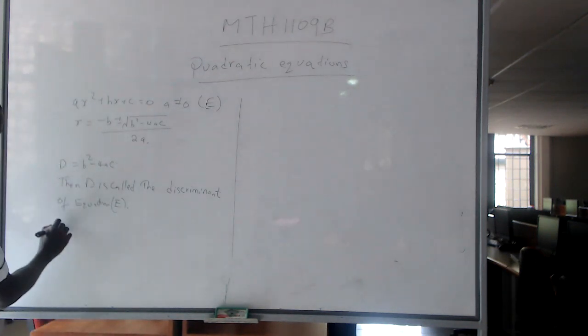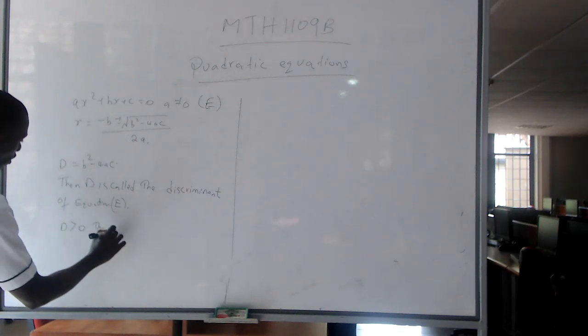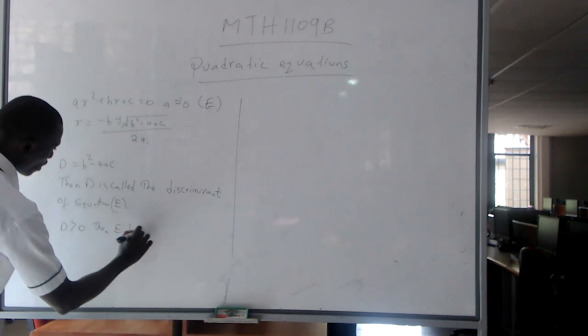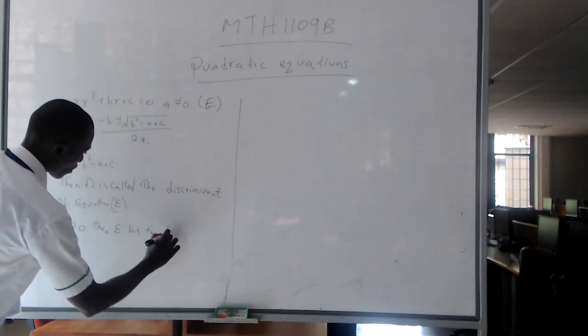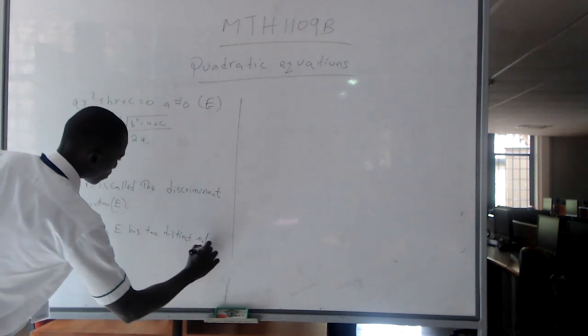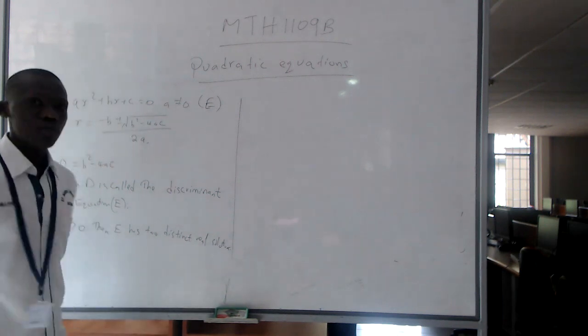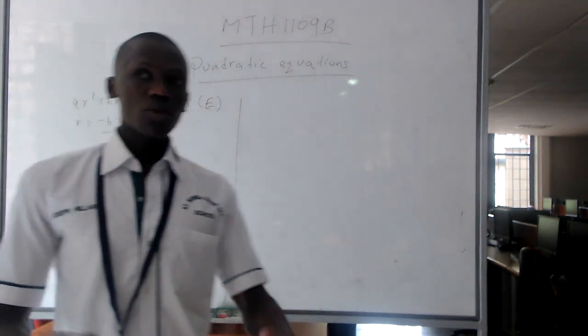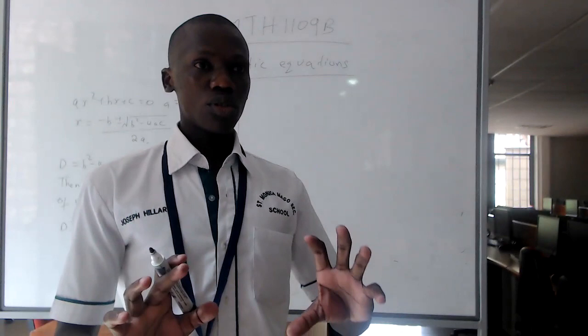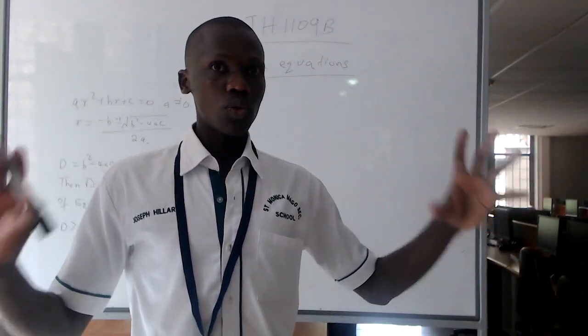So some notes: if D is positive, then E has 2 distinct real solutions, which means the solutions are different from each other. For example, there's an example where I gave you that the equation has -1 and -3 as roots. So -1 and -3 are different.